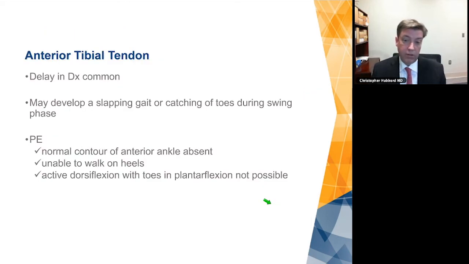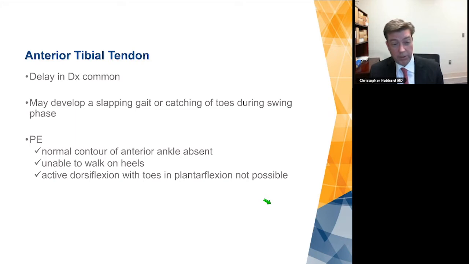So delay is not uncommon. These patients at times can still bend their foot up because of the toe extensors that we talked about, so sometimes it's not picked up initially, but they'll typically describe a slapping gait. It's hard for the foot to clear the ground. This might not happen until they're walking for 20 or 30 minutes, when they don't have the stamina to repetitively lift the foot up.